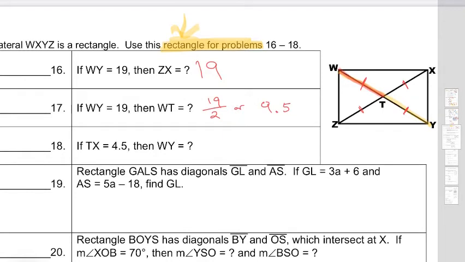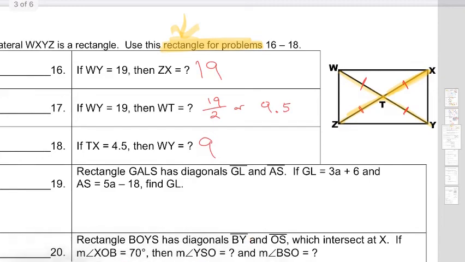Next question, it says if TX, so I'm going to erase that. So they're telling you if TX is 4.5, then what is WY? So remember, because they are all congruent, and I know half of one is 4.5, this other half is also 4.5, which makes the entire diagonal 9, which means WY is also 9. So that's it using that diagram.